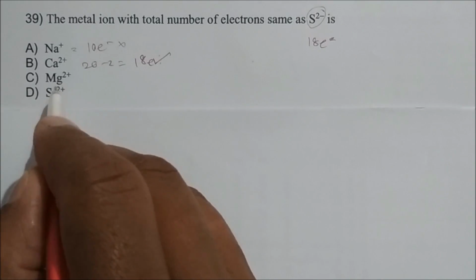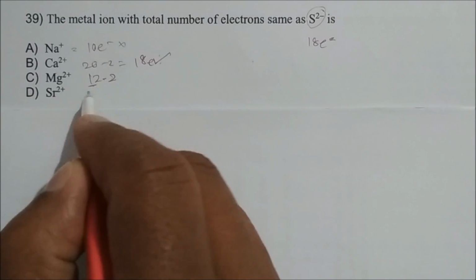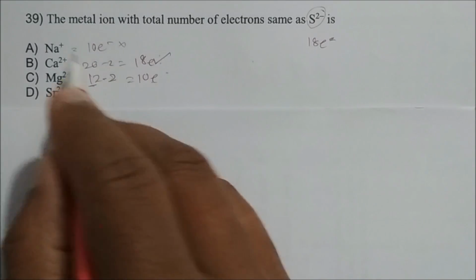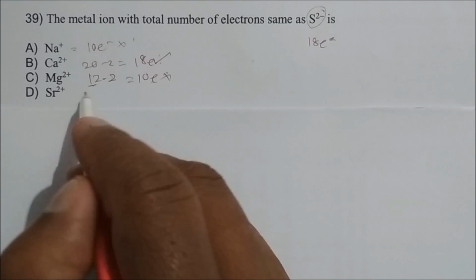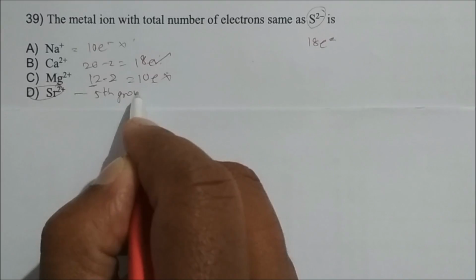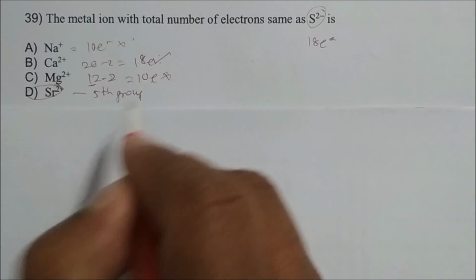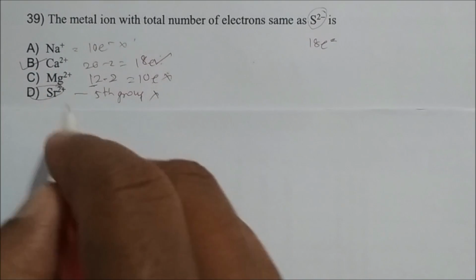For magnesium, the atomic number is 12. So 12 minus 2 for the positive ion becomes 10 electrons, so it is isoelectronic to sodium. So again this is also wrong. Strontium definitely belongs to the fifth period, so it has more than 18 electrons. This option is again wrong. So only answer B is correct.